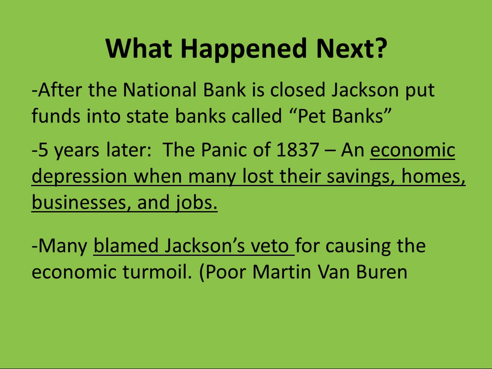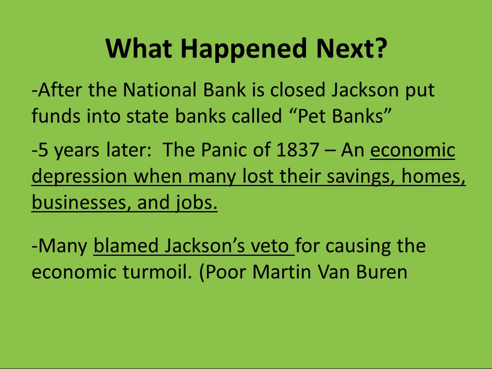Five years later, though, after they closed the banks, I mean, before this, there are ups and downs in the economy, especially when we talked about Jefferson's Embargo Act. But it's fairly stable. And then 5 years after they put all the money in the state banks, you have the Panic of 1837. Economic depression. People lose their savings. People lose their homes. People lose their businesses and jobs. These are ordinary people who lose all these things.